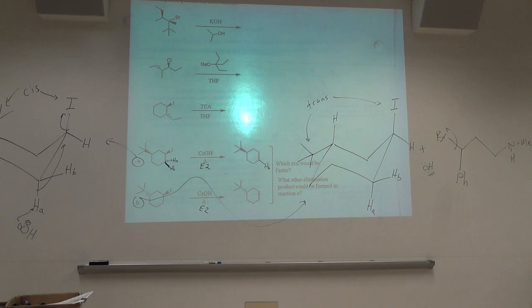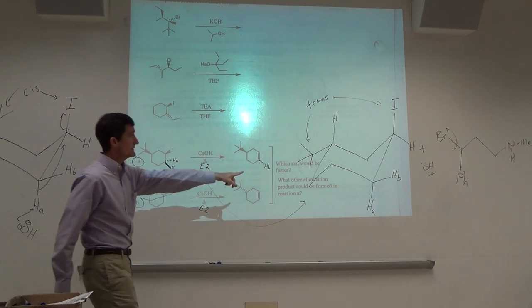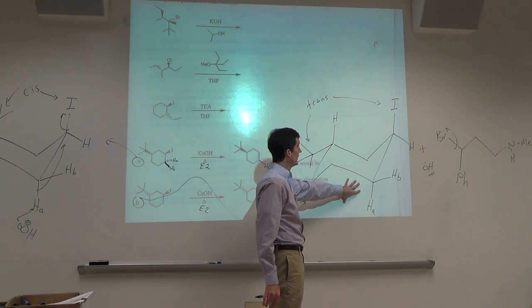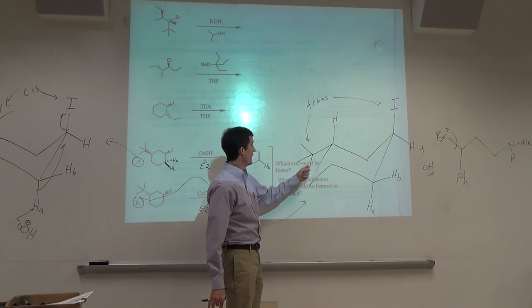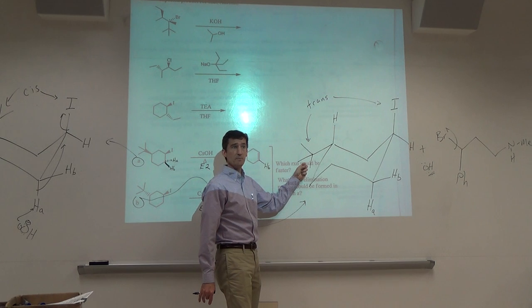The answer is the one that will exist in this conformation most readily or most likely. Which one is going to exist in this preferred, this needed conformation most likely? B. Why is this one going to exist like this more often? Because the T-butyl is happy being equatorial.